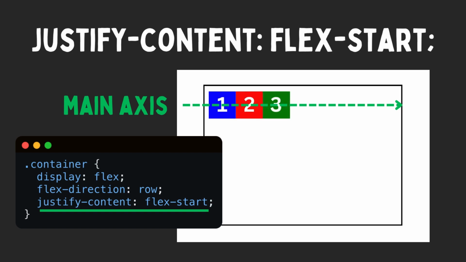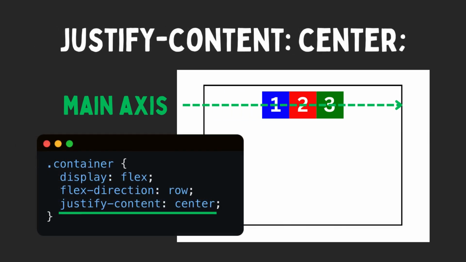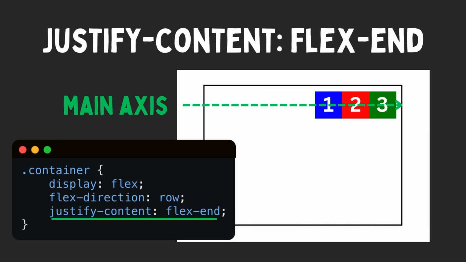By default, items are packed at the start of the main axes. This is called flex start. Want to center your items? Use justify content center. To push them to the end, set justify content to flex end.